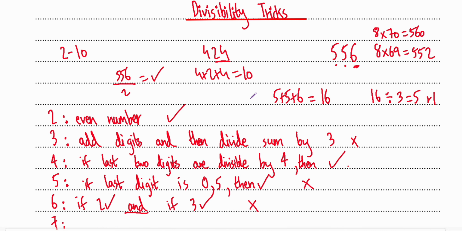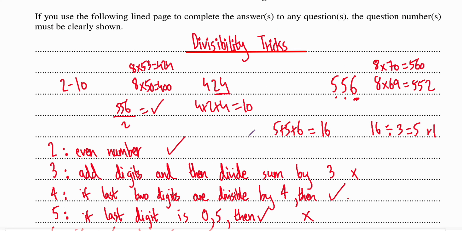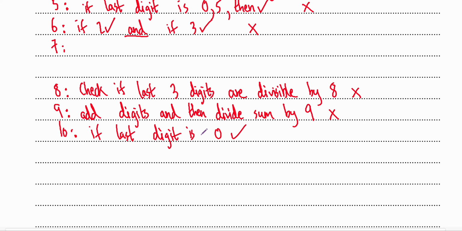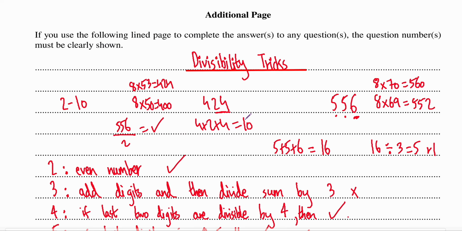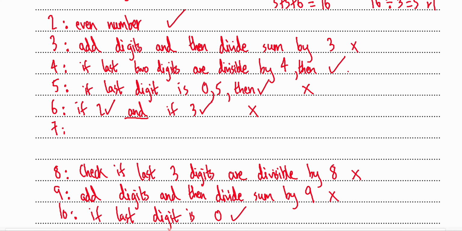For 8, let's check. Well, I know 8 times 50 is 400. That means 8 times 53 is going to be 424. So it works for 8. So for 8, you just need to be good at mental maths and you'll be able to know. What about 9? Does it work for 9? Well, we added the digits and it ended up as 10. So since 10 is not divisible by 9, it will give you a remainder, so it's not divisible by 9. And it's not divisible by 10 either because the last digit is not 0. So it works for 2, works for 4, works for 8, and that's it.